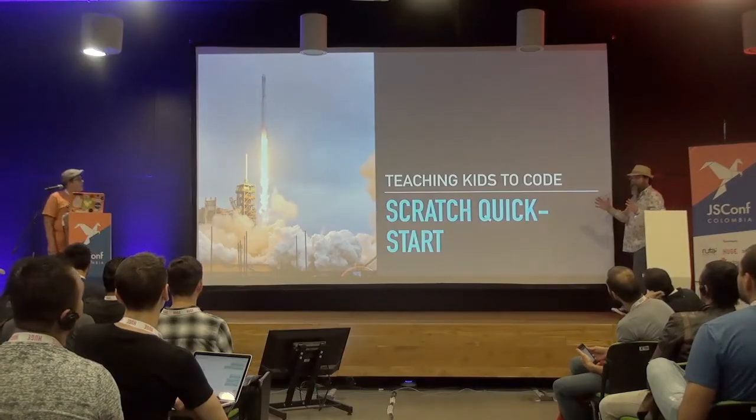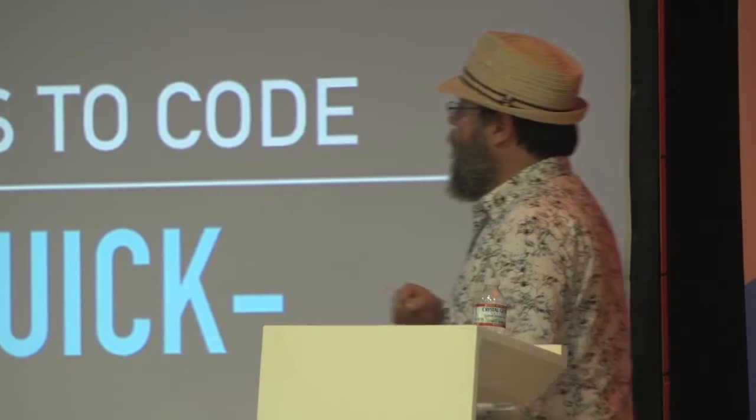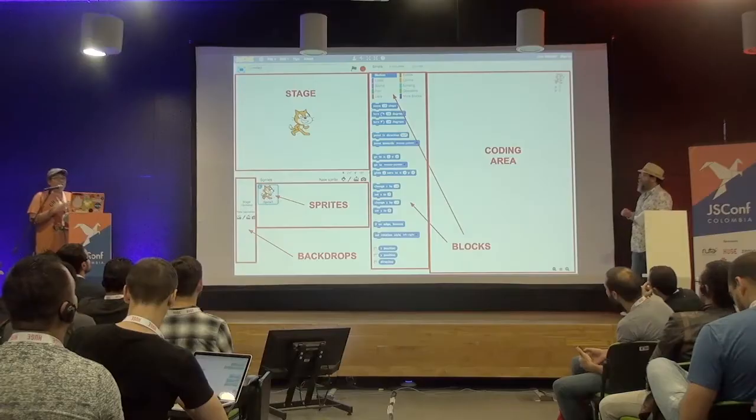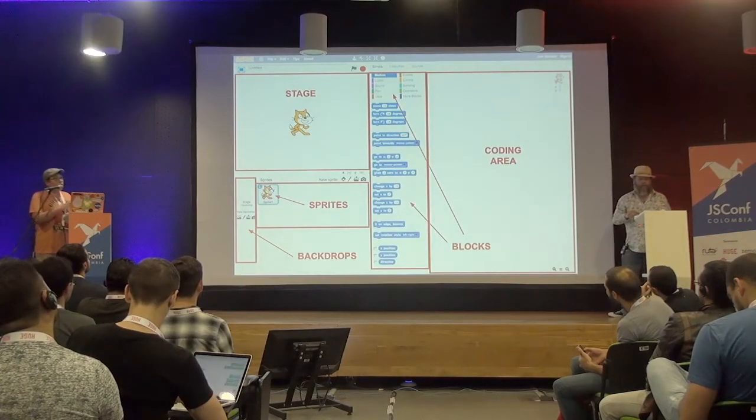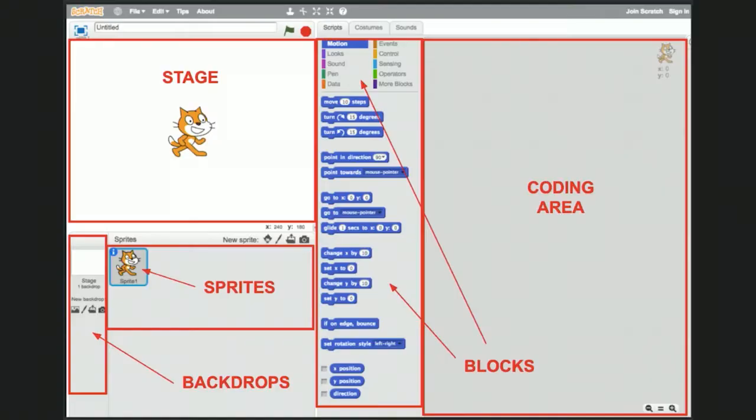So I think the best way to get going is to go ahead and have a quick start, and then we're going to spend the rest of the time doing some live coding. I hope that works for everybody. So here is the classic stage you'll get at a new project. In the top left corner, you can see there's the stage. That's where all the code output is going to happen. That's where sprites are going to move and backdrops are going to change. Backdrops are the stages of the stage.